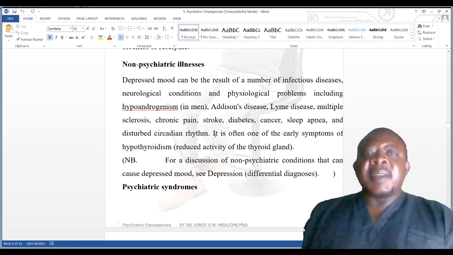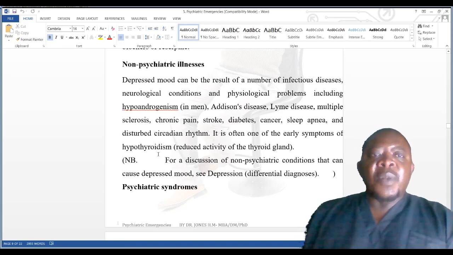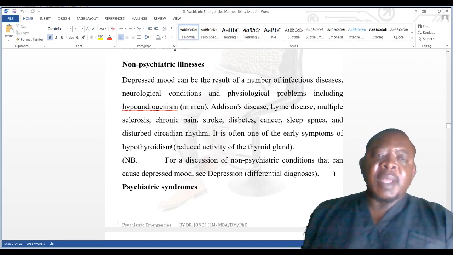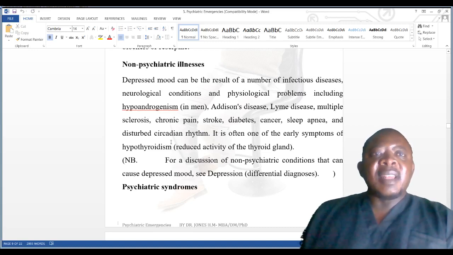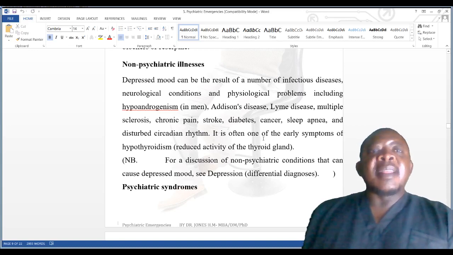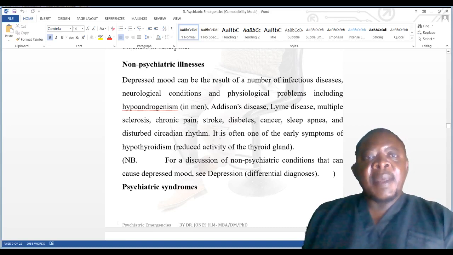Okay, it is also often one of the early symptoms of hypothyroidism. If someone has got hypothyroidism, you might start seeing them coming in with depressed mood, and if you do not understand hypothyroidism very well, then you would not identify this. Okay, so there might be an underlying condition that is bringing about depression, so it's better to do the test to do with thyroid hormones so that you rule out this condition.